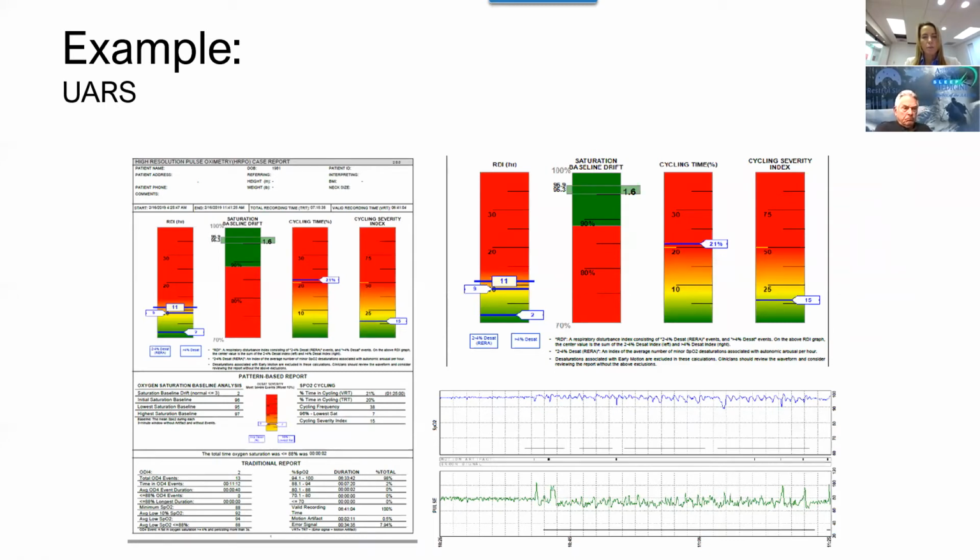So we've got the 2 to 4% desaturations associated with the autonomic arousal. That number here is 9. The greater than 4% DSATs is only 2, however. So OSA is unlikely, but does indicate some sort of sleep disordered breathing. We have a normal saturation baseline drift, a relatively high cycling time, but a relatively low cycling severity.